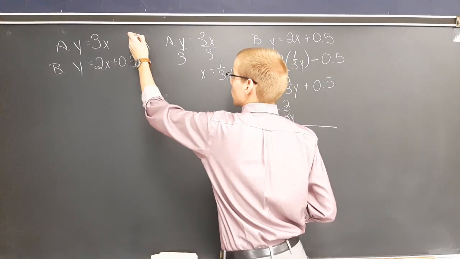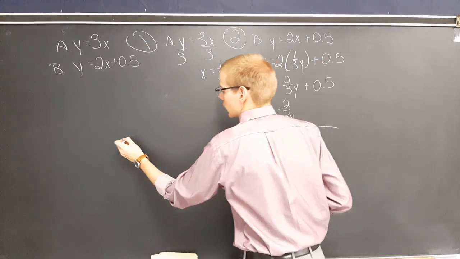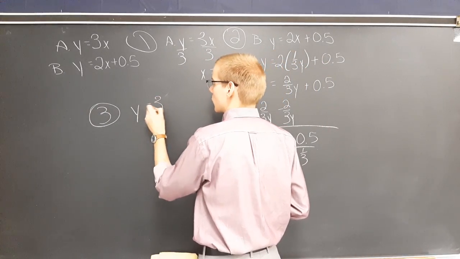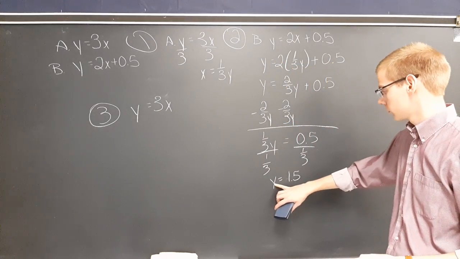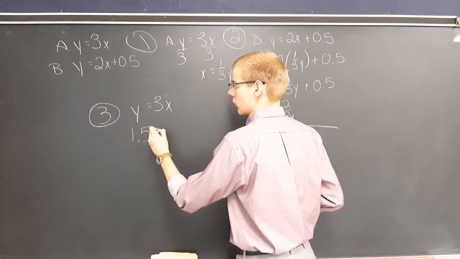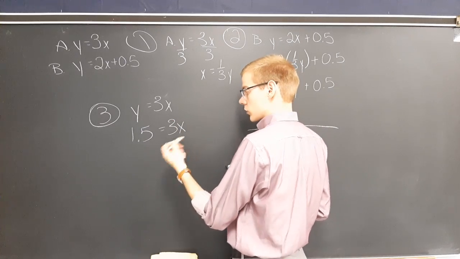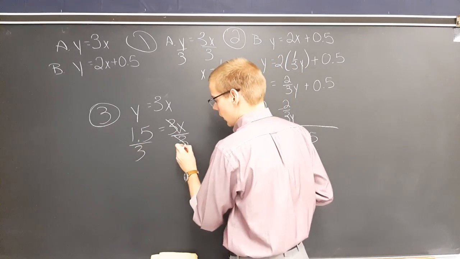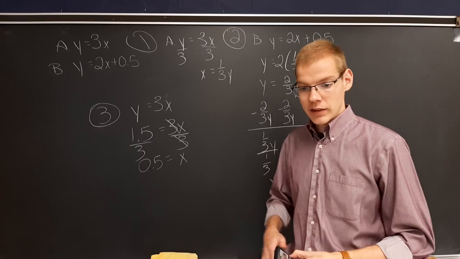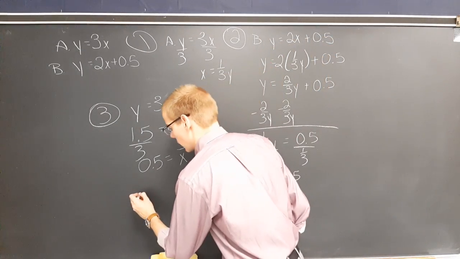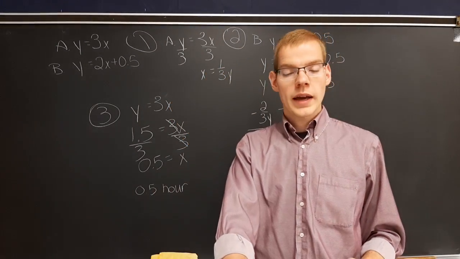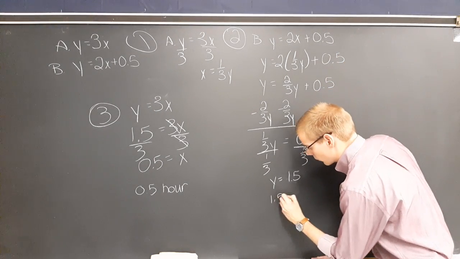So this is step number 1, step number 2, and then step number 3. Hopefully we have enough room here. A, B, go back to A. Y equals 3x. Y is 1.5, so 1.5 equals 3x. Now solve this, divide both sides by 3, and x equals half. In our directions, it says that x is the amount of time in hours, so this would be half an hour. And then the y is the distance in miles, so it'd be 1.5 miles.